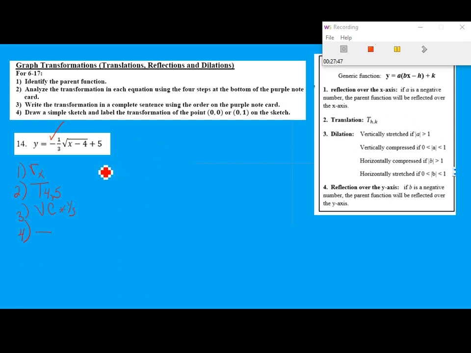So guys, my sentence then, the graph of y equal to square root of x has been reflected over the x-axis, translated 4 units right, and 5 units up, and vertically stretched, sorry about that, vertically compressed by a factor of 1/3.